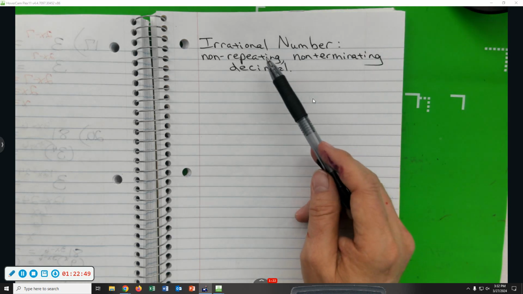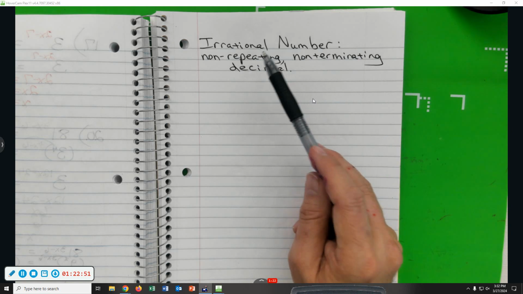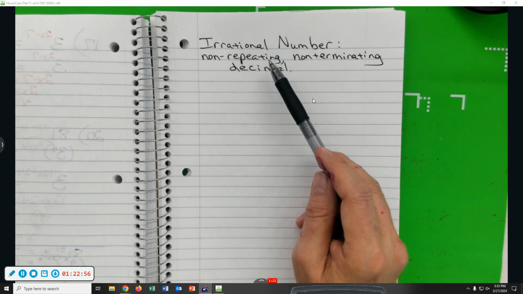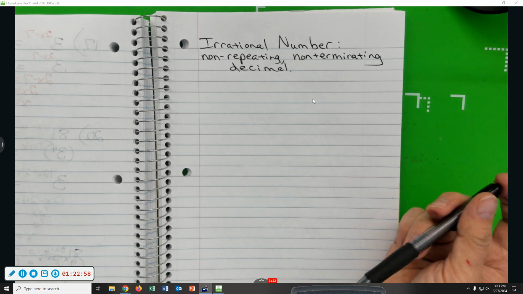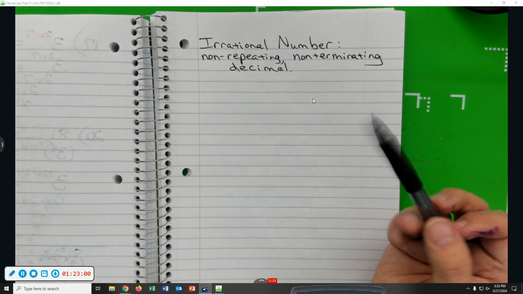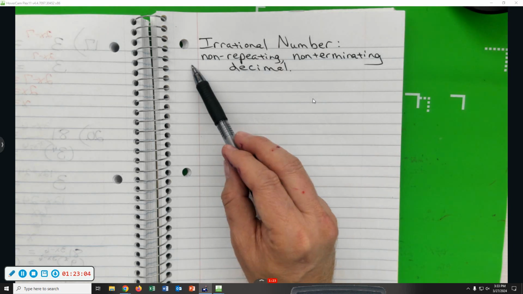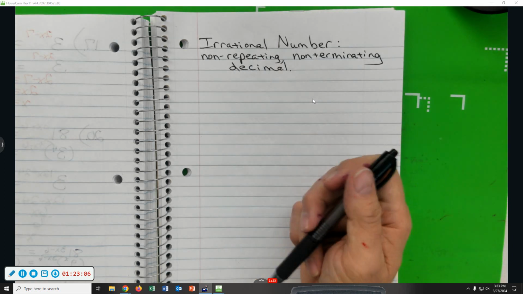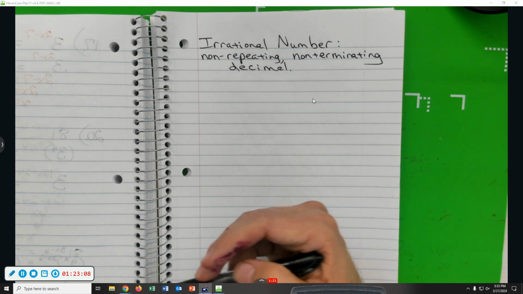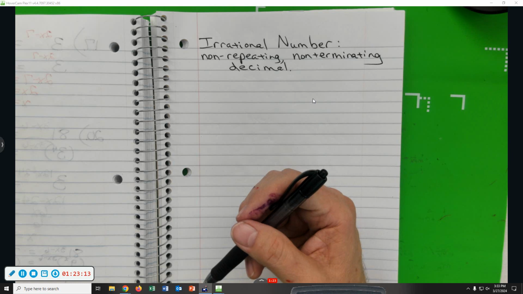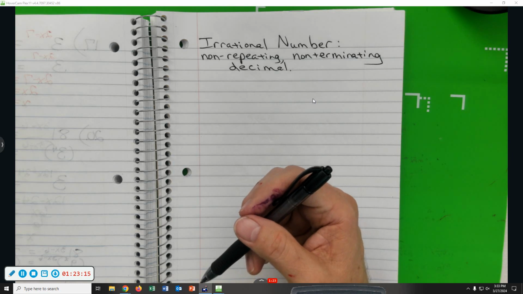So when I say non-repeating, I mean it doesn't repeat the same block of digits over and over. 0.3333 repeating, that's 1/3. But non-repeating means there's no pattern to it. The digits appear almost randomly. Non-terminating means it never ends. If these numbers never end, we need a way of expressing them, so we have to use symbols.